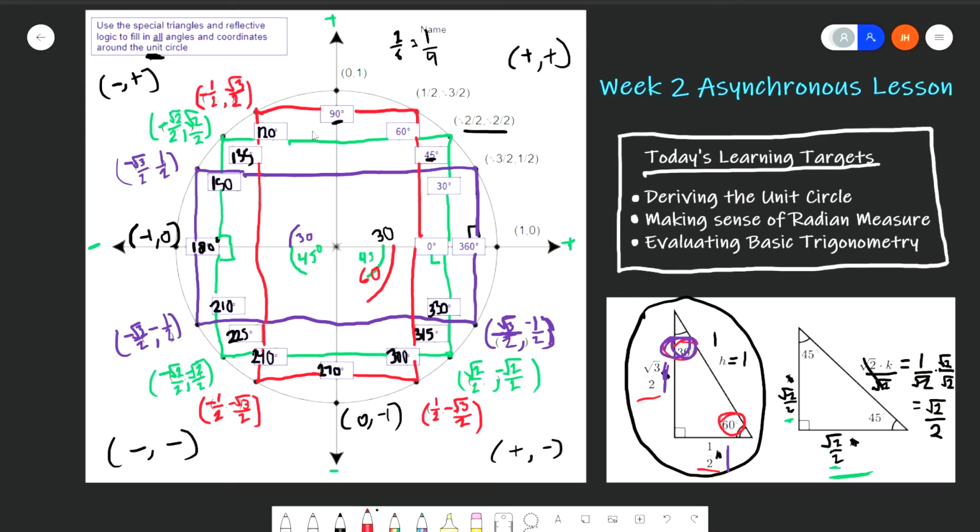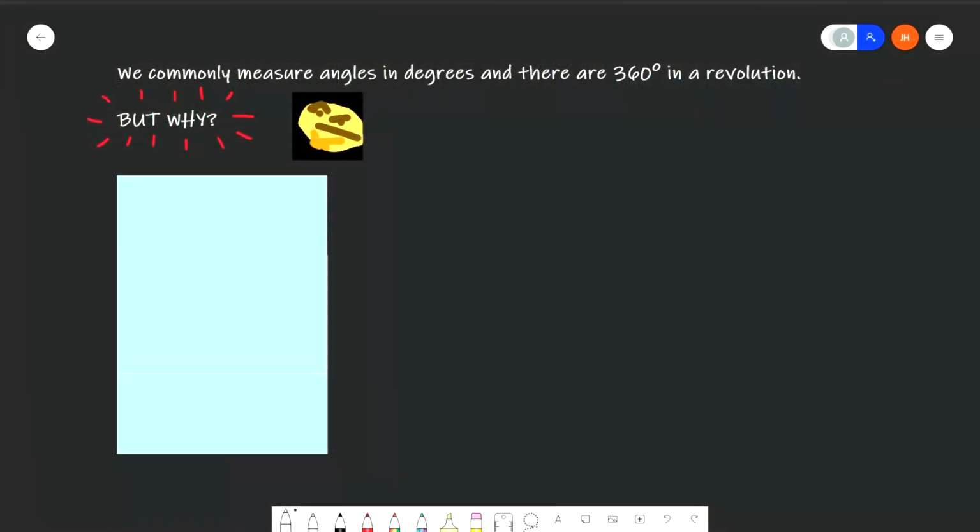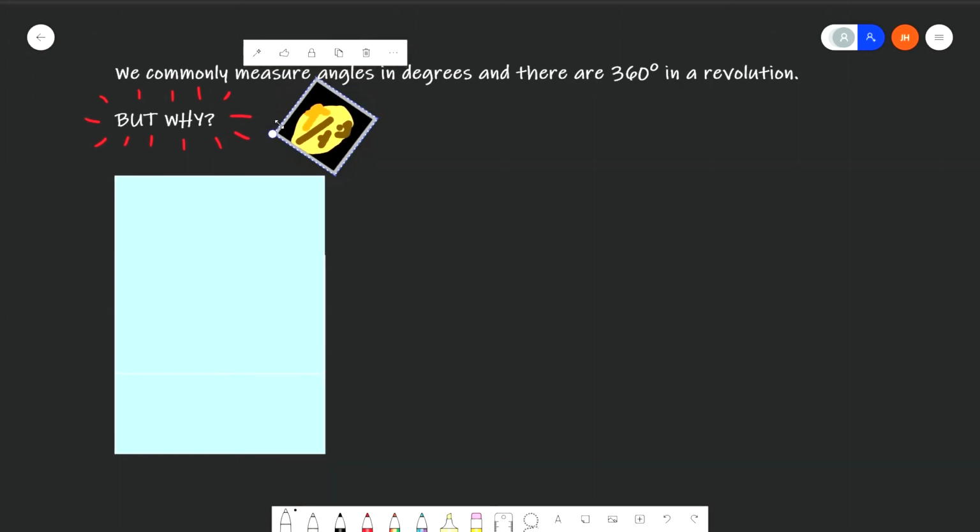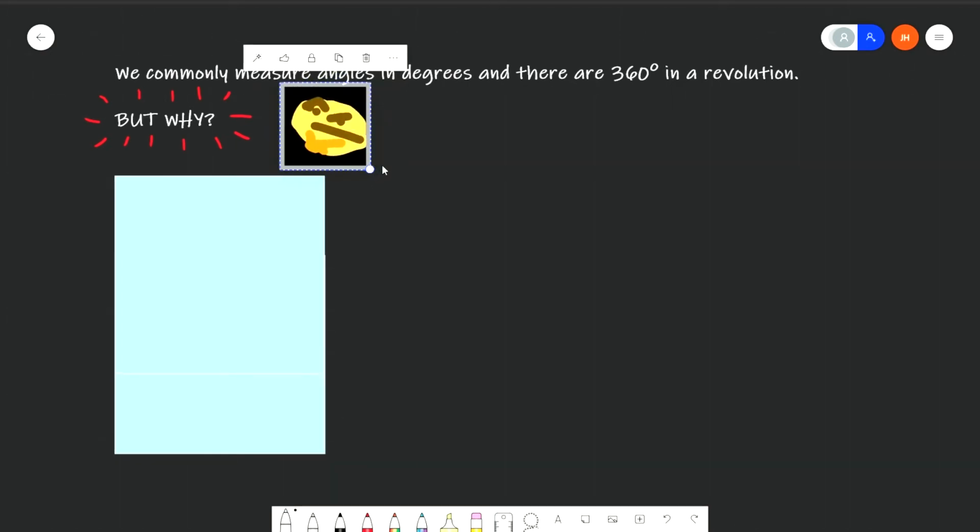Now that we've kind of seen the unit circle, what we're going to do is talk about the next topic, which is radian measure. We commonly measure angles in degrees, right? And there just so happen to be 360 degrees in a revolution, right? So this kind of begs a question here real quick. Why are there 360 degrees in a revolution? Why is one full revolution 360 degrees? What has defined this? What is the purpose?